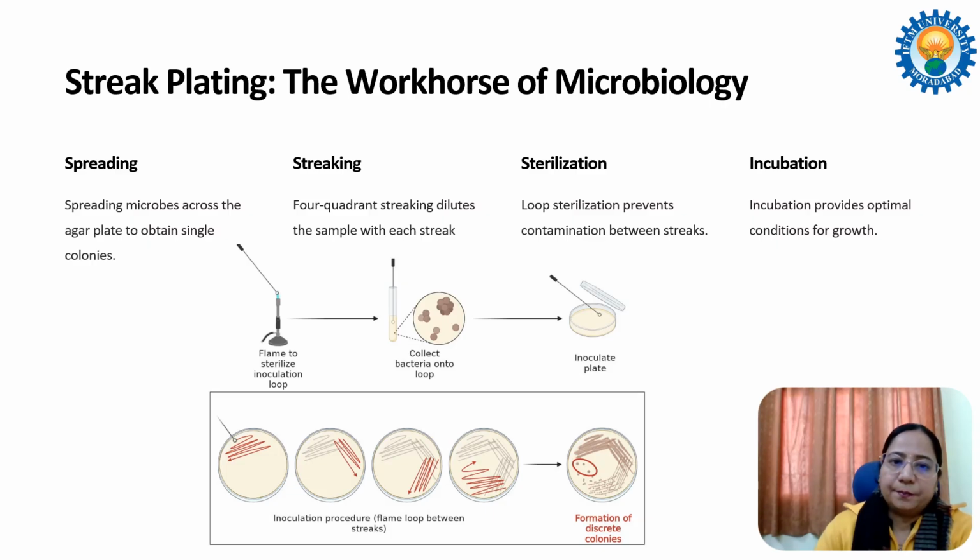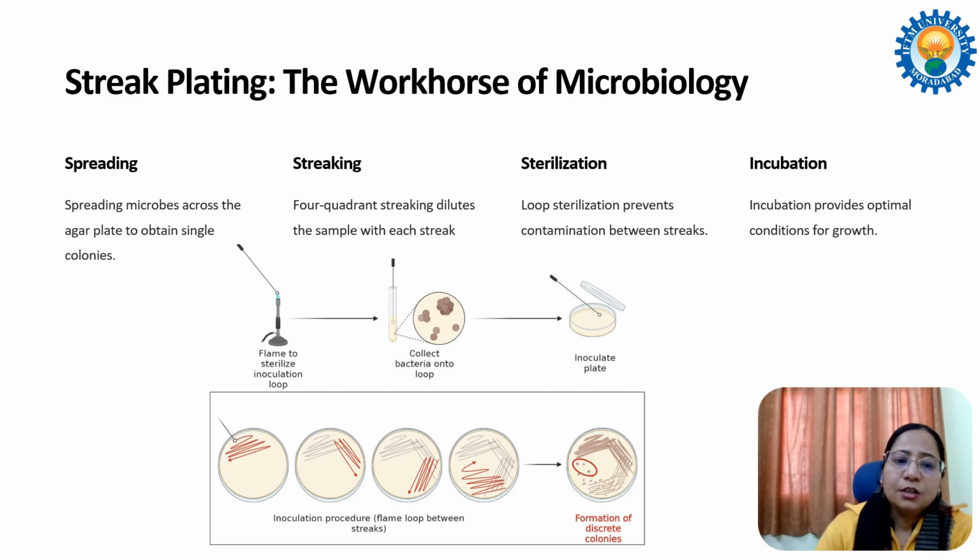Now, what is streak plating? As I have discussed earlier, it is one of the best techniques known till now for isolation. So, what is the prerequisite for performing the streak plate technique? One should have the culture of microorganism that can be procured by performing the spread plate technique. Spreading of microorganisms across the agar plate to obtain single colonies is termed spreading. It utilizes an L-shaped loop that spreads the culture uniformly throughout the plate. From this plate, we can perform the streak plate technique, which is a 4-quadrant streaking to dilute the sample.